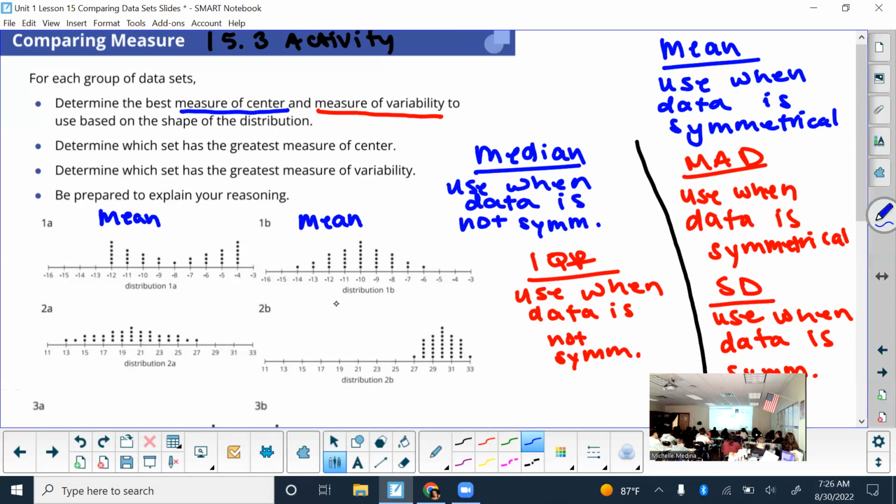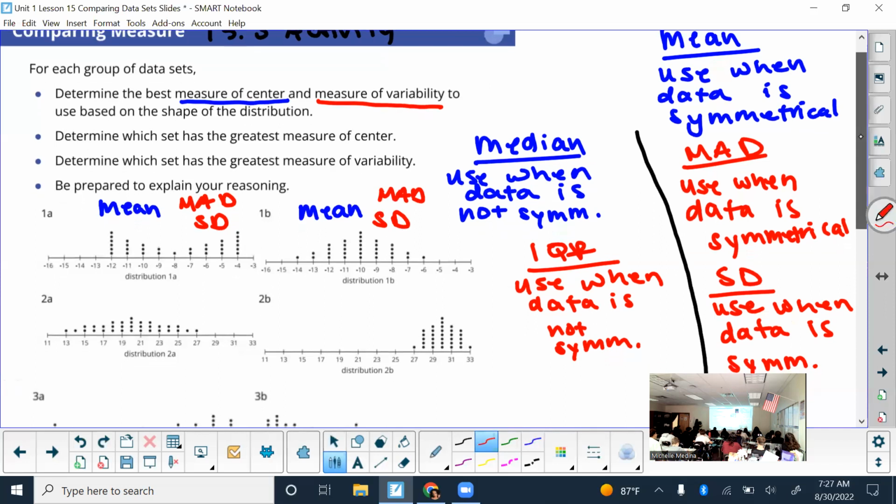Now, what about for 1A? What's the best measure of variability? MAD or SD. They're both very similar measurements. The numbers are pretty close to each other. It's hard to say which is better, but definitely not the IQR. What about for mean? Anytime the mean is the better measure of center, so the data is symmetrical, the standard deviation or MAD will be the better measure of variability.